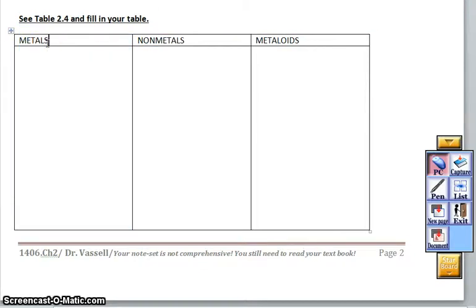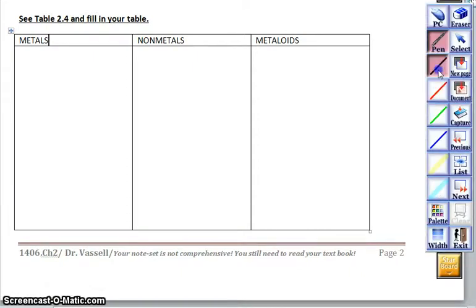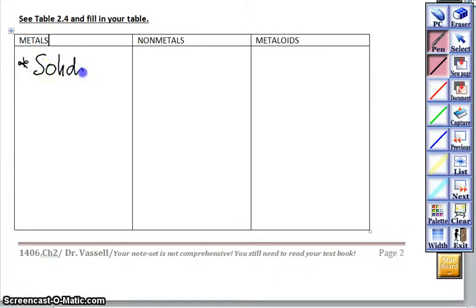Now I'd like you to do this portion on your own. Use table 2.4 and fill the information in. For example, one of the important things you'll notice about metals is they're mostly solids. Sodium is a solid, iron is a solid. You know these to be solids. Mercury is an exception, a popular exception. So most of them are solids. Use this table, it's fairly easy.